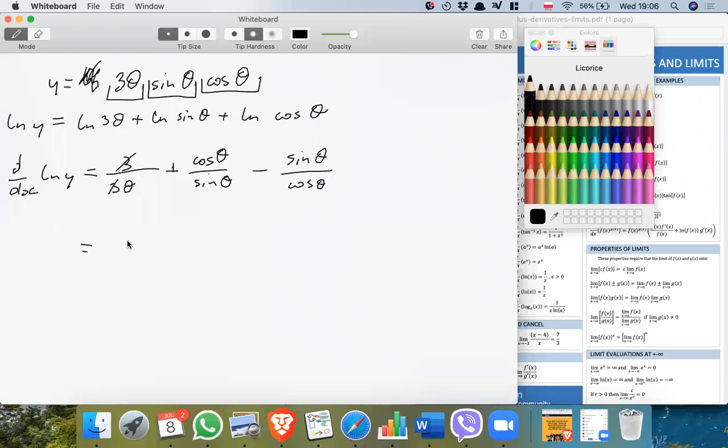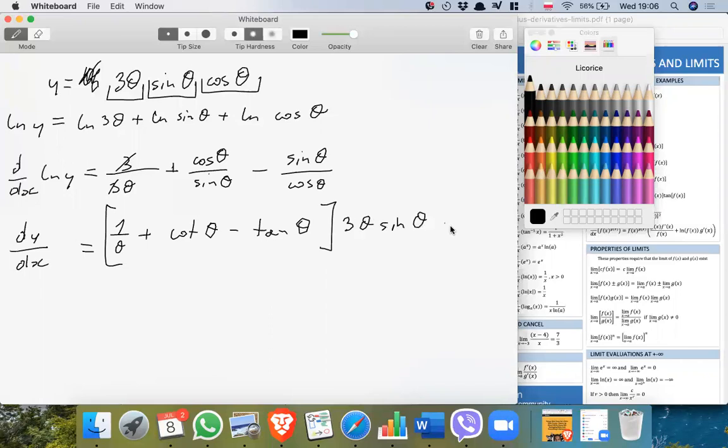To simplify it a little bit, we can end up with 1 over theta plus cotangent of theta minus tan of theta. And to get the derivative of the original expression, dy/dx, we just need to take this and multiply it by our original function, which is 3 theta sine theta cos theta. And maybe you can try to simplify it a little bit further, but I think this is sufficient.